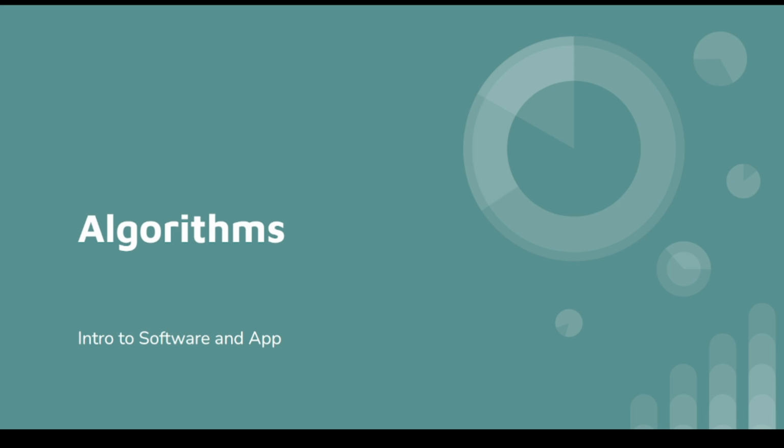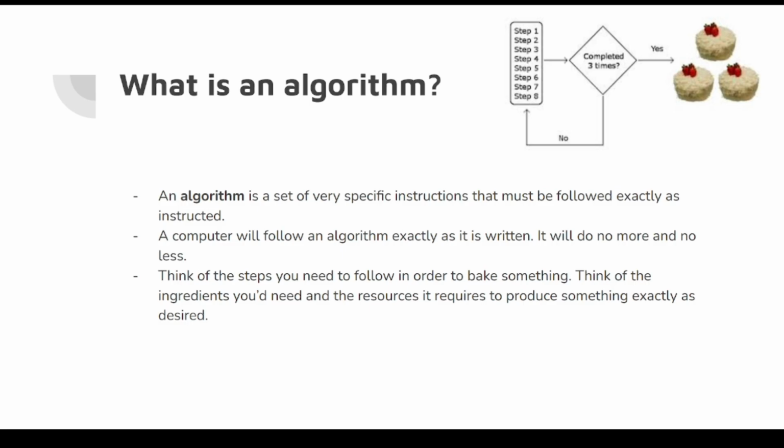Today we're going to be discussing algorithms. So, what is an algorithm? An algorithm is a set of very specific instructions that must be followed exactly as given. So, if somebody gives you a very specific set of instructions, you have to do it to a T. You have to do it exactly as instructed. That's what an algorithm is. A computer will follow an algorithm exactly as it is written. It will do no more and no less.